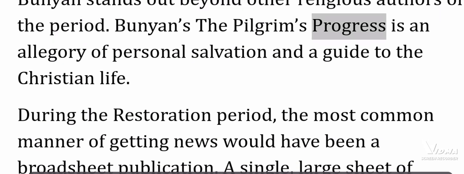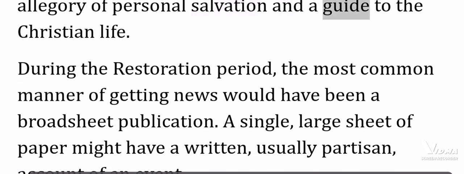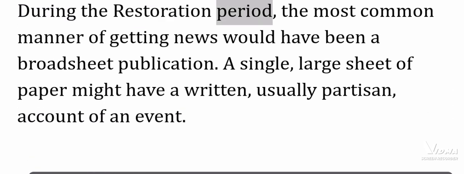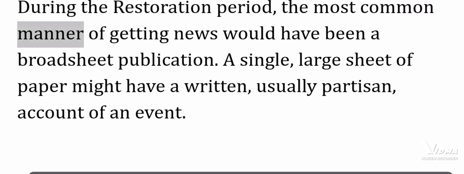Bunyan's The Pilgrim's Progress is an allegory of personal salvation and a guide to the Christian life. During the Restoration period, the most common manner of getting news would have been a broadsheet publication. A single, large sheet of paper might have a written, usually partisan, account of an event.